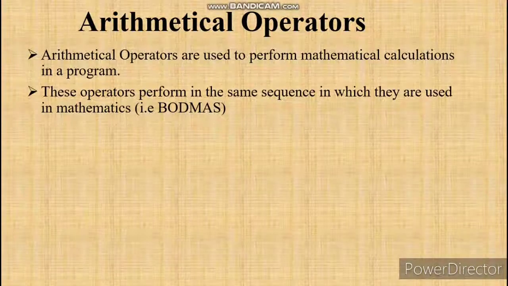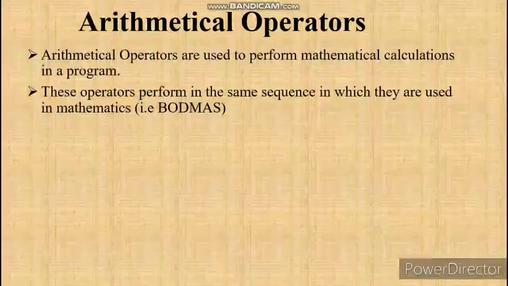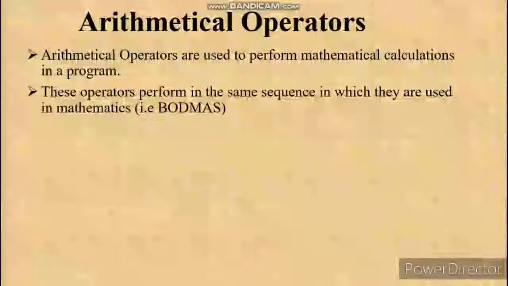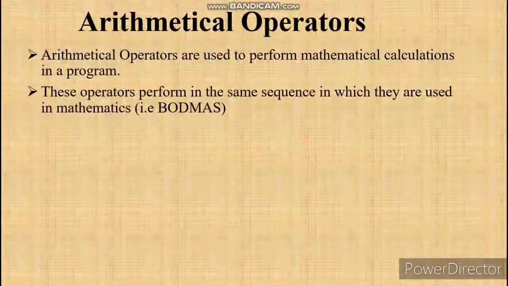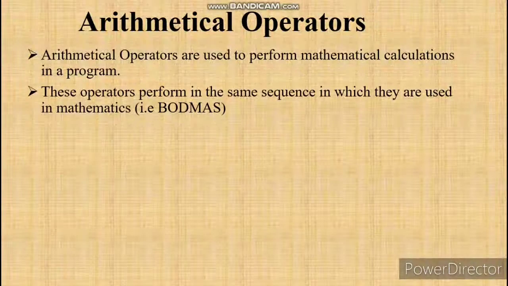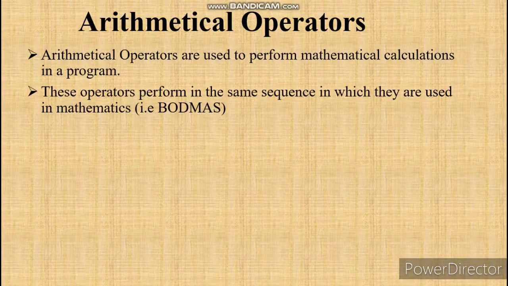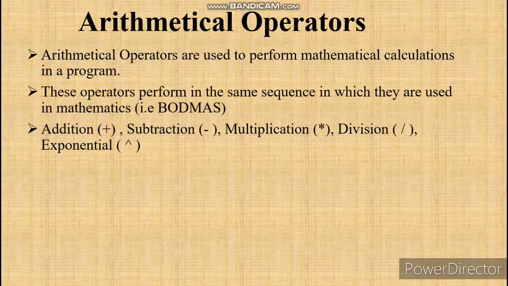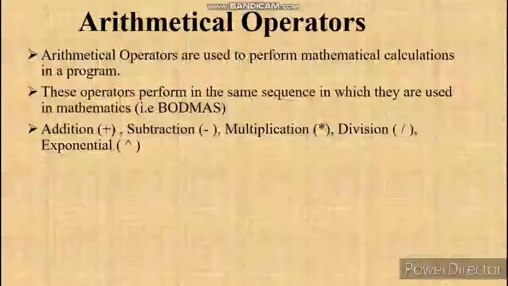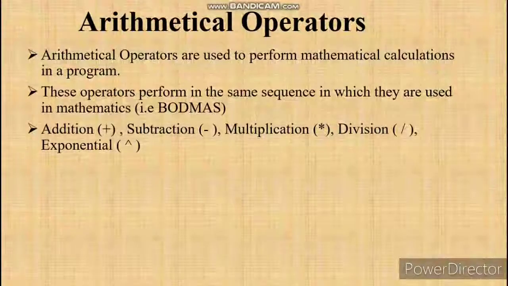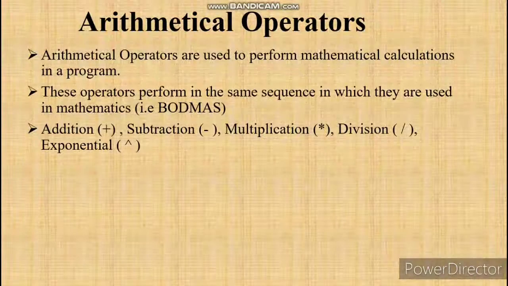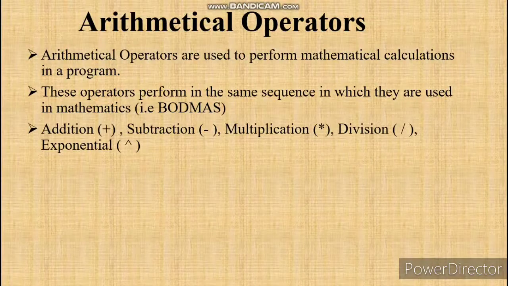The sequence to perform these operators is the same as in math, like BODMAS. First bracket, next of, divide, multiply, addition, and subtraction. These are the sequence in which these operators are performed in a program. For example, addition, subtraction, multiplication, division, and exponential are examples of arithmetic operators.